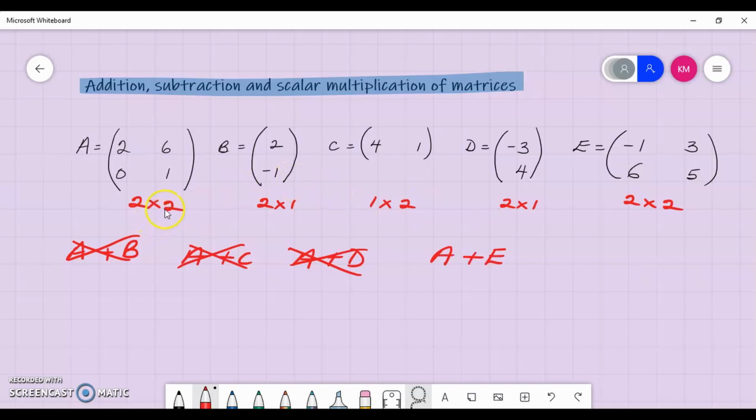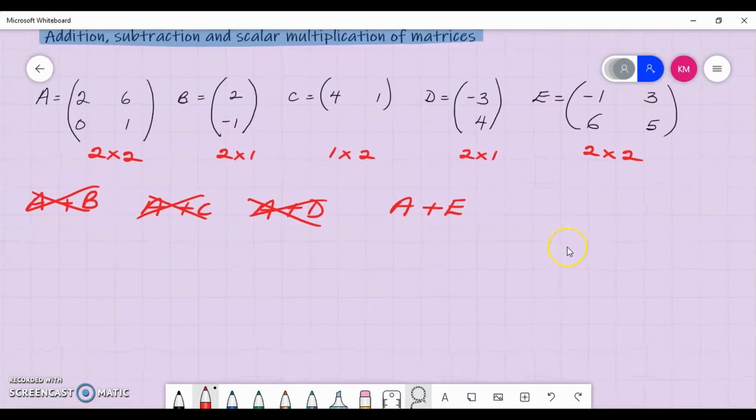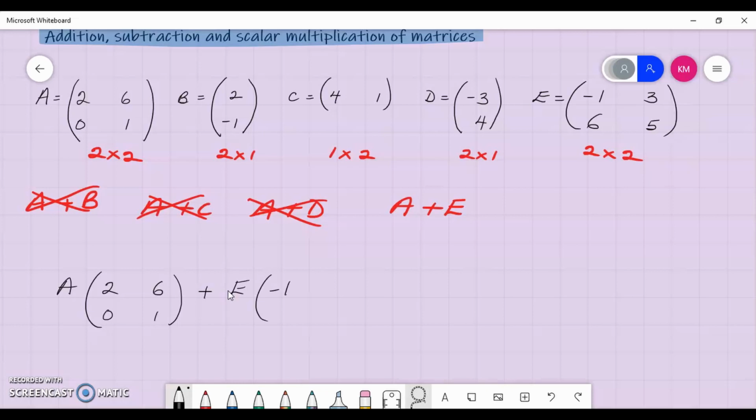A and E. A is a 2 by 2 and E is also a 2 by 2. So we can perform addition on A and E. Let's see how to do this. A is our matrix 2, 6, 0, 1, and E is our matrix negative 1, 3, 6, 5.